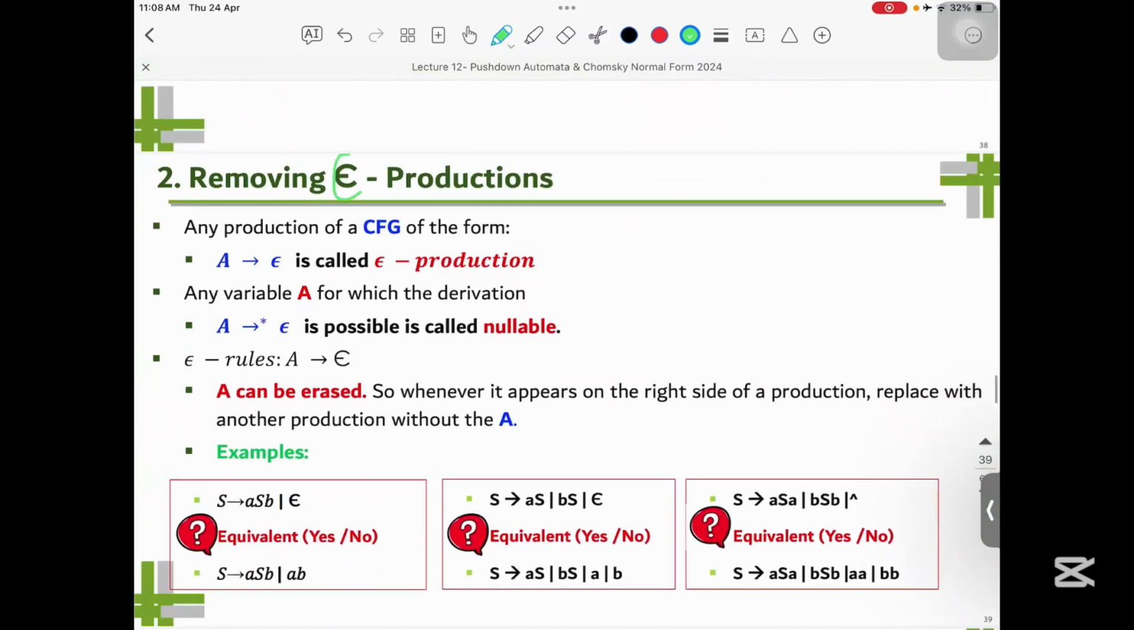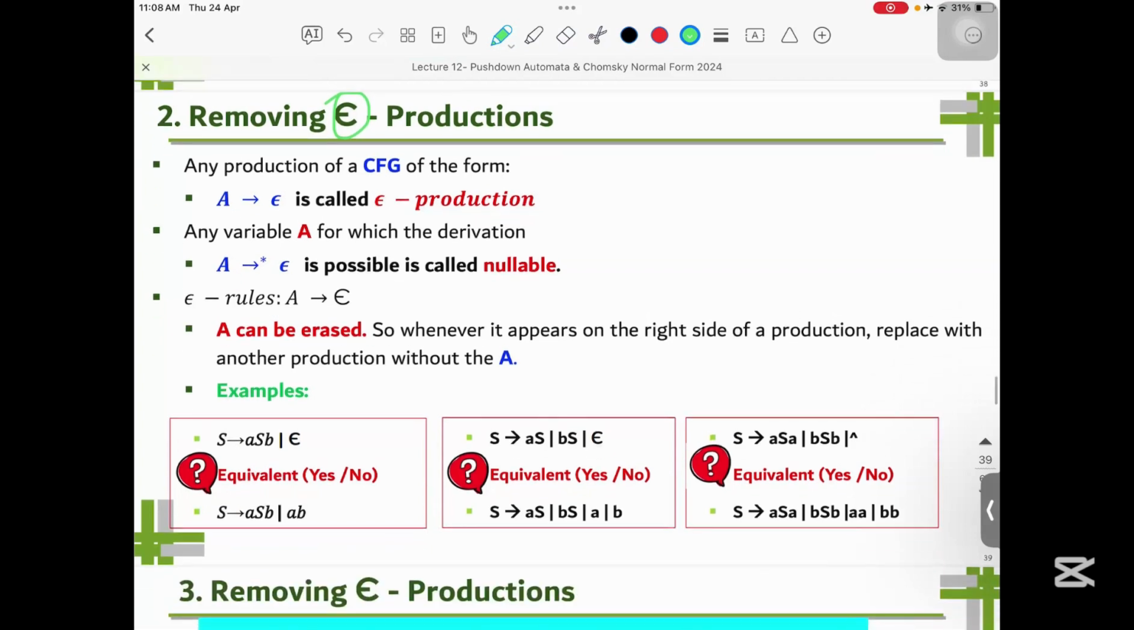We need to remove empty transitions, null productions, but make sure you can only remove them if they do not belong to the start symbol. If it is in the start, then you cannot remove that. So any such production is known as a null production, and any variable for which the derivation is empty is called nullable.